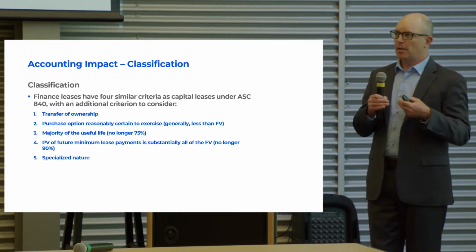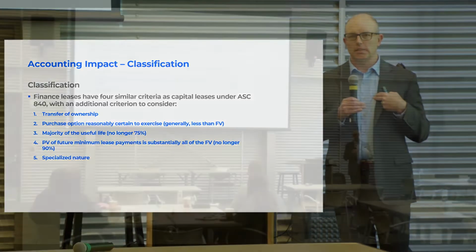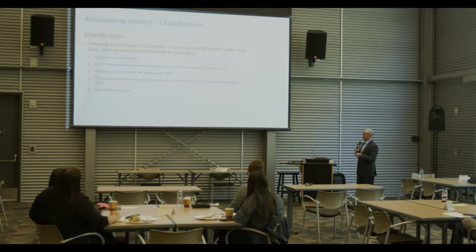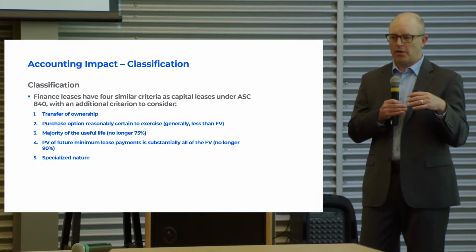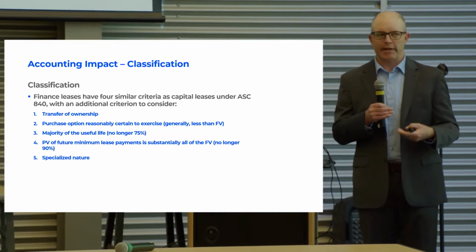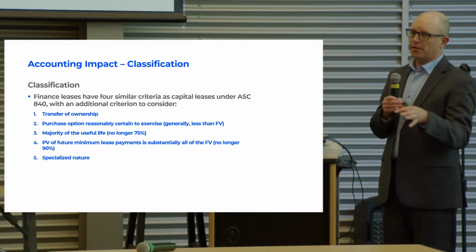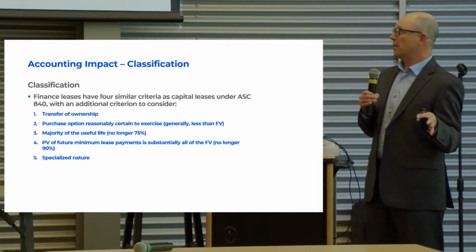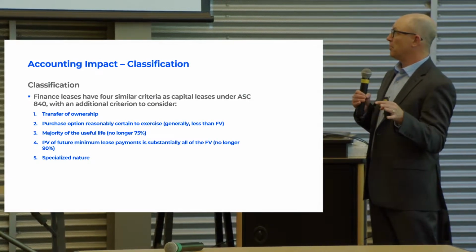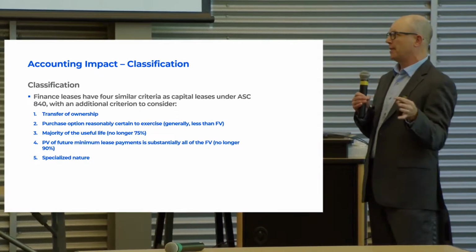So a couple of those bright lines are going away, but what we're seeing a lot in practice with our clients is they've already codified the 75% test and the 90% test in their accounting policies, and so they're just keeping that, and they're saying as a matter of policy, we interpret majority to be 75%. We interpret present value of the future minimum lease payments substantially all. We translate substantially all to be 90%.